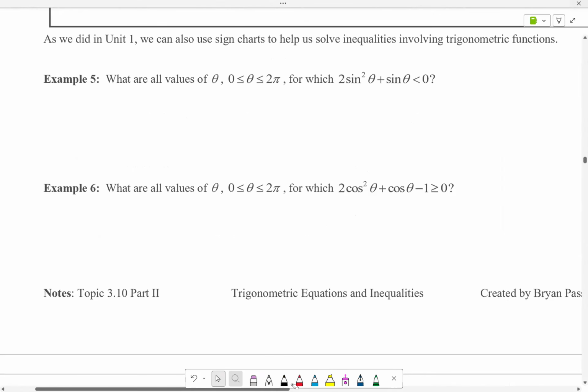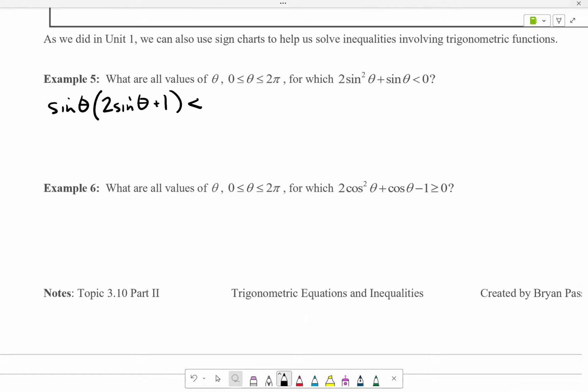We're going to solve example 5 together. Step 1 is to... I don't think I can isolate anything. I could substitute, but I'm not going to in this case because it's only a binomial, so I'm going to factor out a sine theta, which leaves us with 2 sine theta plus 1 is less than 0.